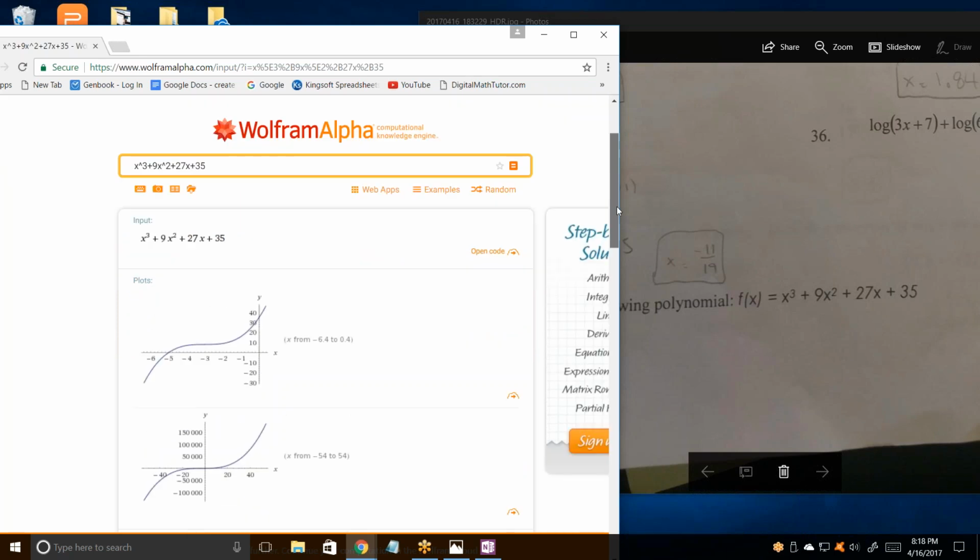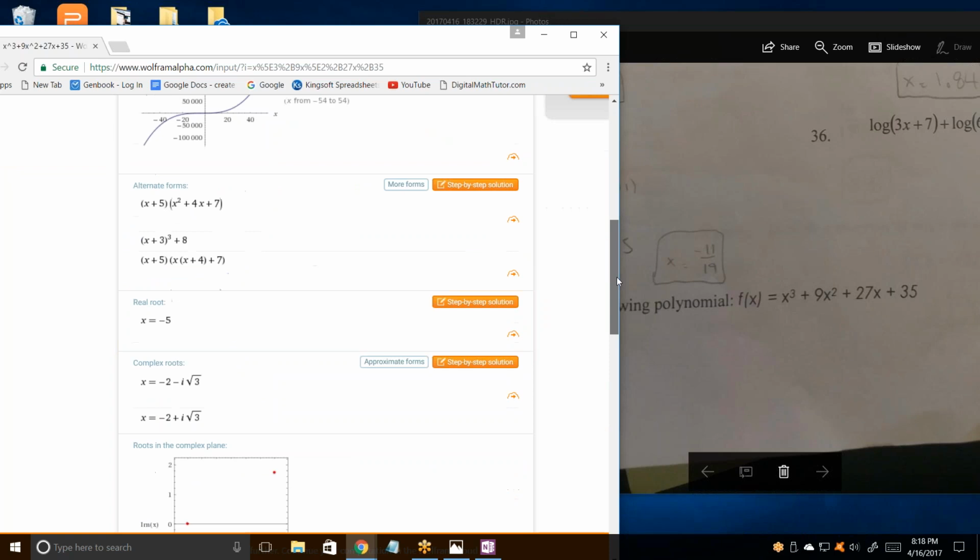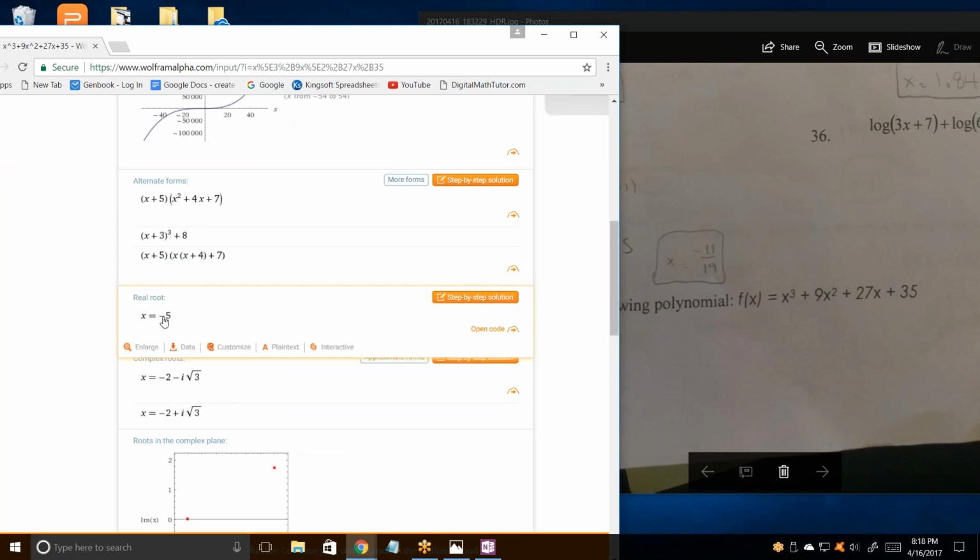Now, notice that if I scroll down, it gives me the only real root, which is minus 5, and then it gives me the 2 imaginary roots: minus 2 minus root 3i and minus 2 plus root 3i. And in case you didn't know, the imaginary roots always come in pairs. One is merely the conjugate of the other. You never have one imaginary root. Always in pairs.